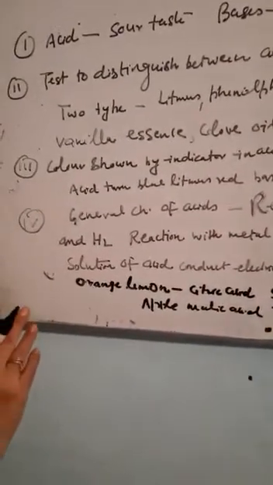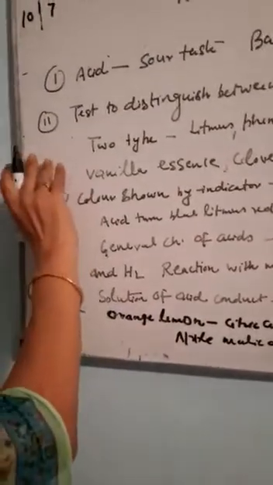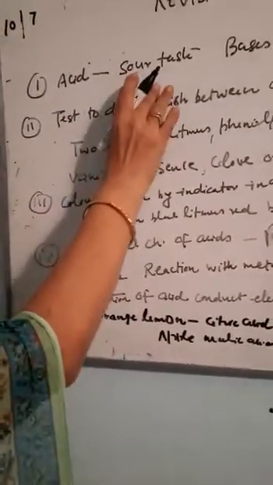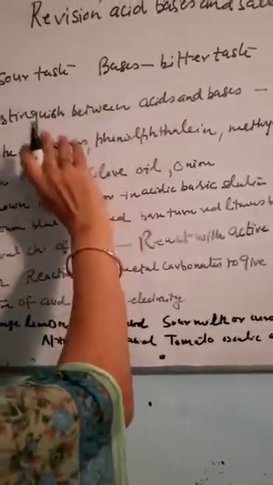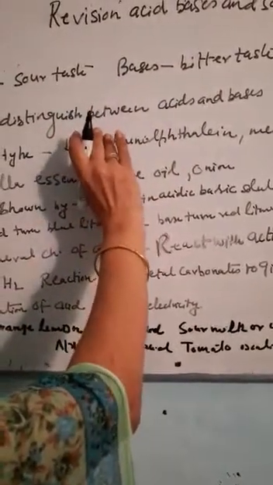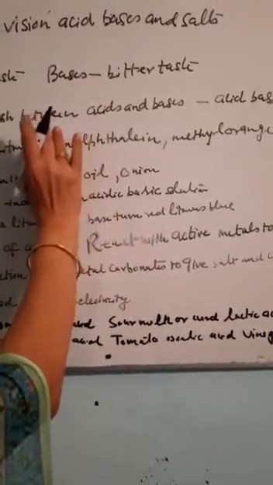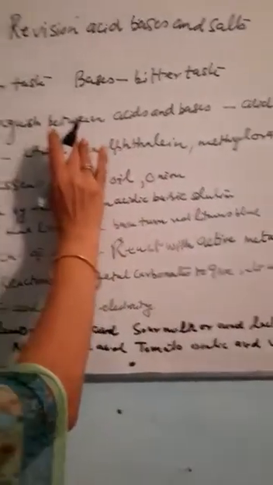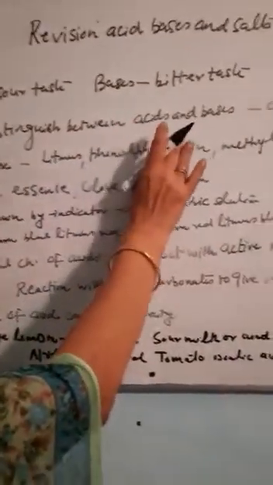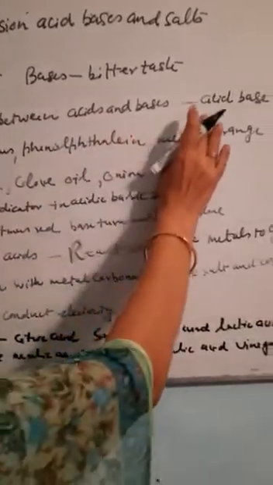Let's revise some part of acids and bases. You have studied in the beginning that acids are sour in taste, bases are bitter in taste. Now there are some tests to distinguish between acids and bases. The substances which are used to distinguish between acids and bases are called acid-base indicators.